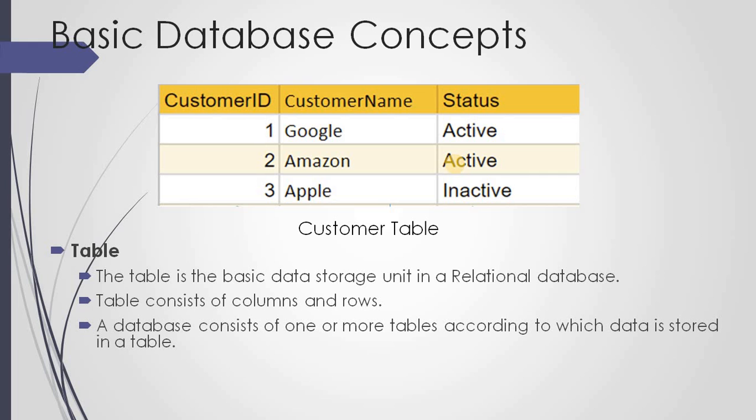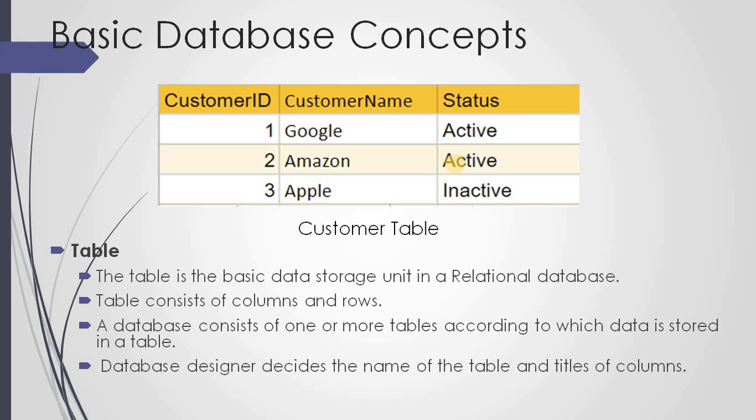A database consists of one or more tables according to which data is stored in the table. Thus, a single database can consist of more than one table. These tables which are present in a database are in relation with one another. The database designer decides the name of the table and the titles of the columns. Thus, the person who is creating the table will also decide the name and the titles for the columns.